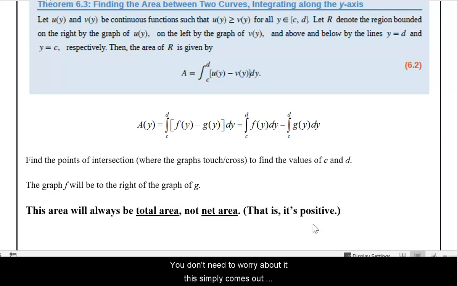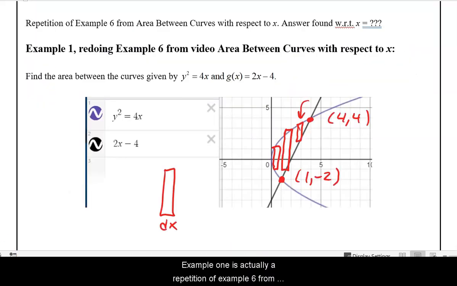This simply comes out in the wash in the formula. Let's now take a look at our first example. Example 1 is actually a repetition of example 6 from the first video in this video series, area between curves with respect to x. Let's take a look at what we did before.